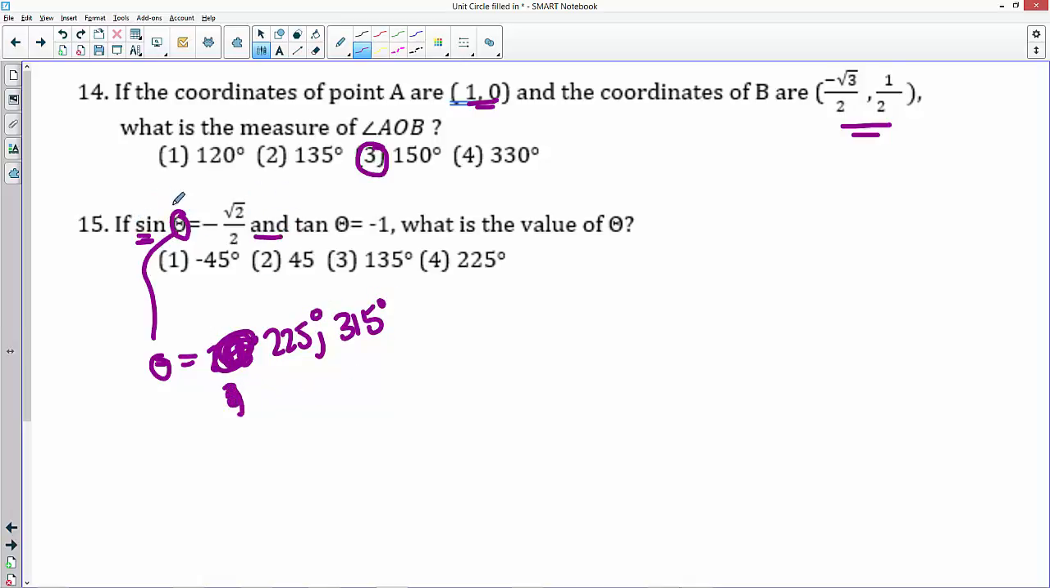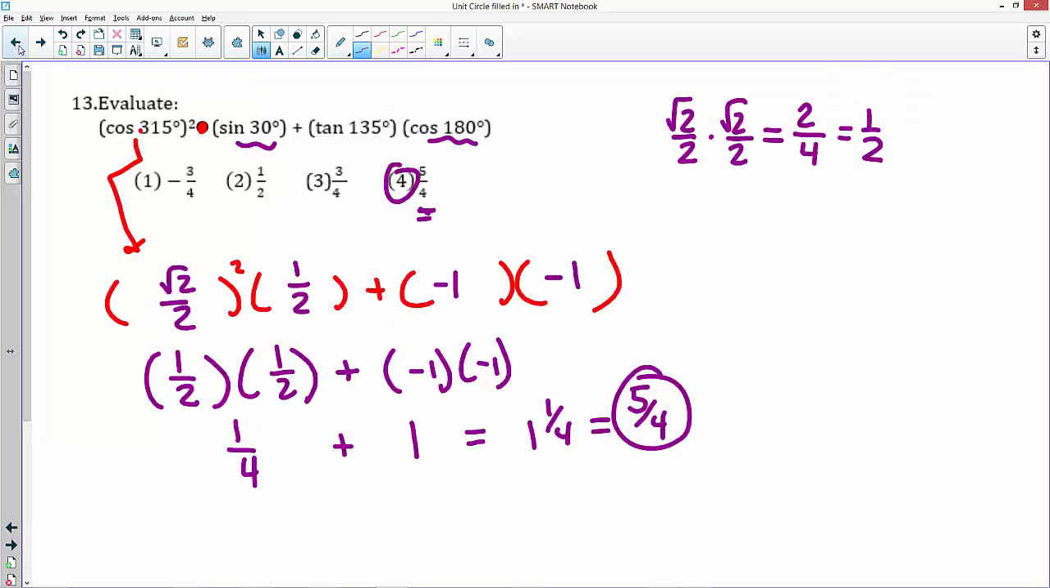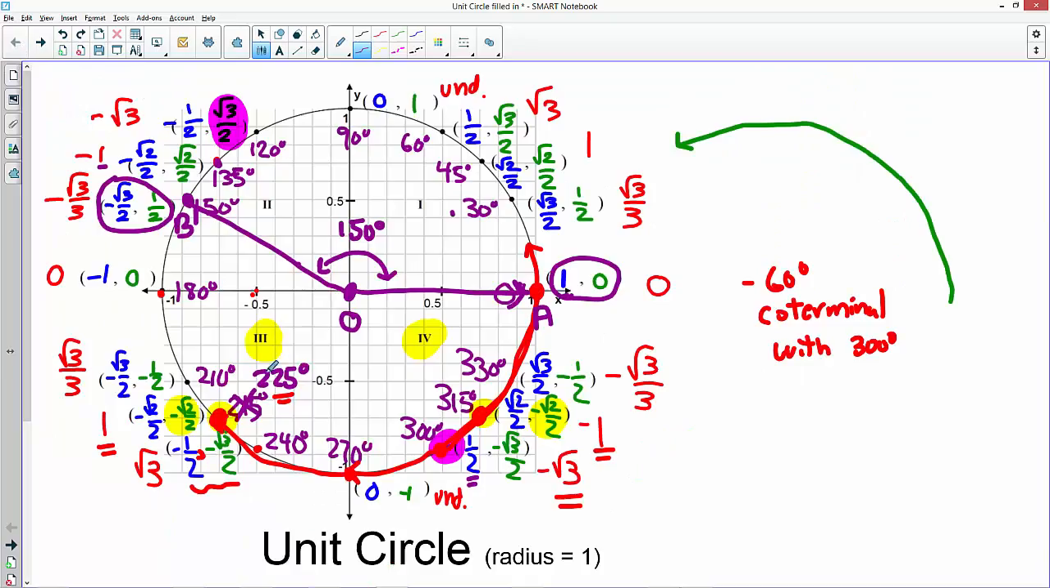So that has to be true, and this has to be true. Tangent of theta equals -1. So we're going to check both of these possible answers and find out which one of those has a slope of -1. Which one has a -1 written next to it. So 225 and 315, right? So this one has a +1, but 315 has a -1. Okay, so we're talking about 315.